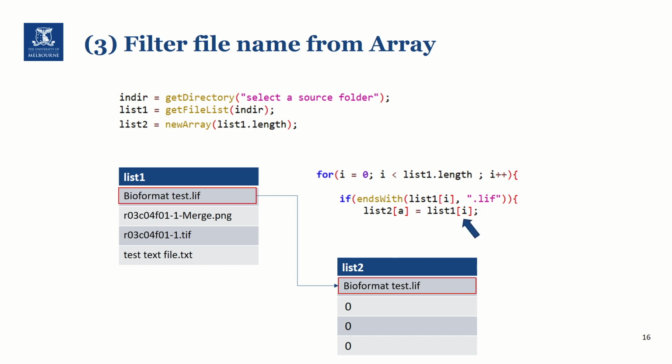The index of list1 is i, but list2 will have a different index to list1, so we will use A as a different index. And we can define A outside of the for loop. And then whenever we find .lif files and add them to list2, this value will also go up. So we can add A++ after this. Then we can close this if statement and the for loop.